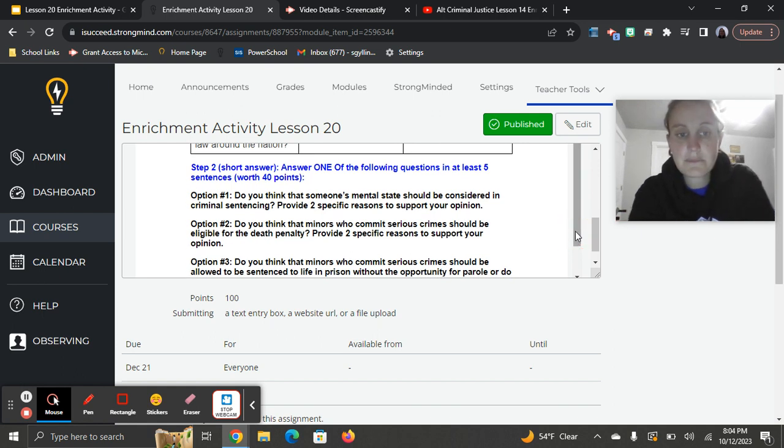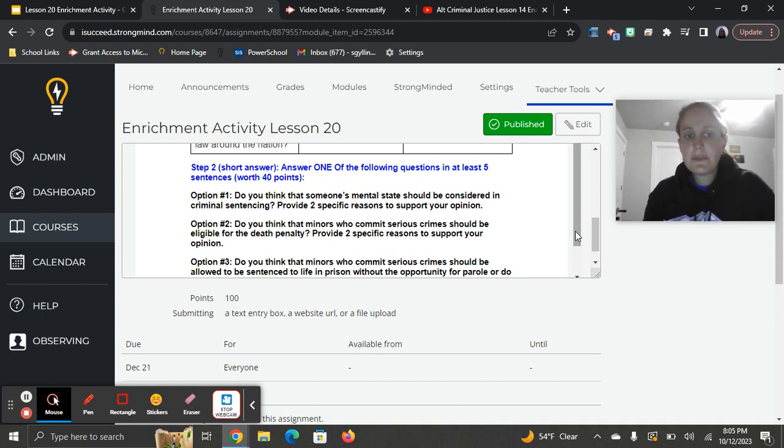So option number 1, and these are opinion based. Do you think that someone's mental state should be considered in criminal sentencing? Provide 2 specific reasons to support your opinion. So again, be very specific. Give me at least 5 sentences. Your words, not the computer's, the internet's. I want to know from you. Do you think? And give two reasons why you feel the way that you feel. Should someone's mental state be considered in criminal sentencing? So when someone's committed a crime and it's time to sentence them to something, should a judge or a jury look at what's going on in their mind, their mental status when making that decision?